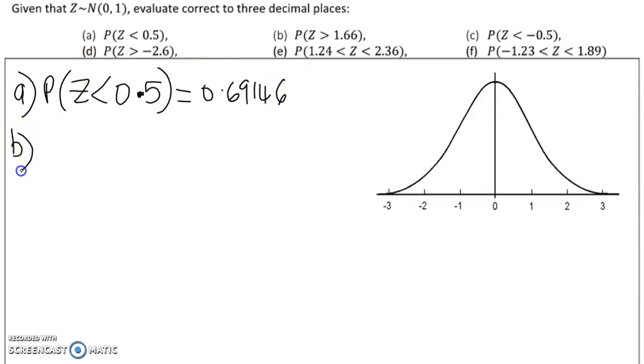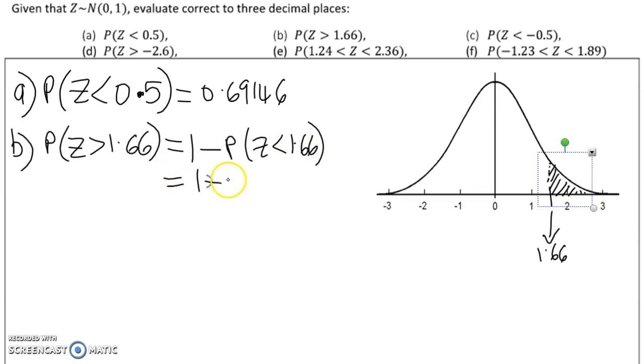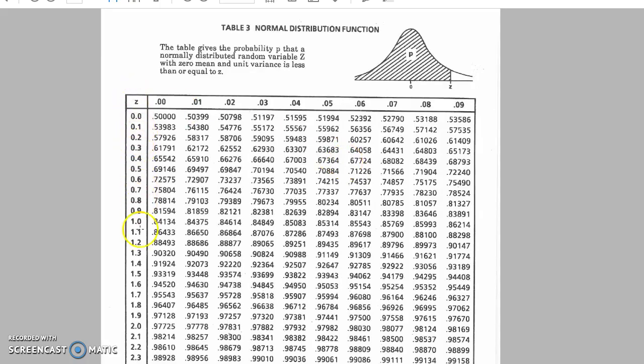0.69146. B, this time we have greater than, so we can't just go looking in the table straight away. We need to think about this. But let's use this diagram to figure out what we're going to do. 1.66 will be about there, and we would like the area to the right. Now the table gives us the area to the left of 1.66, and we want the area to the right. So we're going to need to do one takeaway the probability that z is smaller than 1.66. So that's one takeaway. So let's look at 1.66.